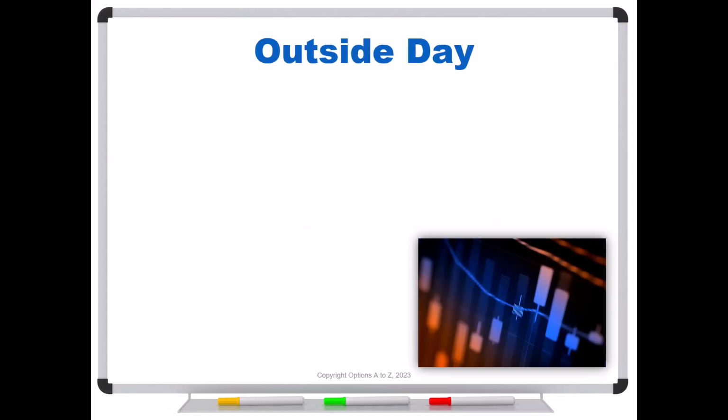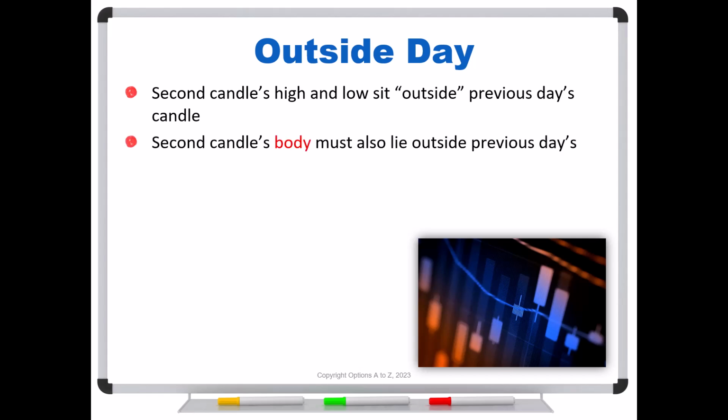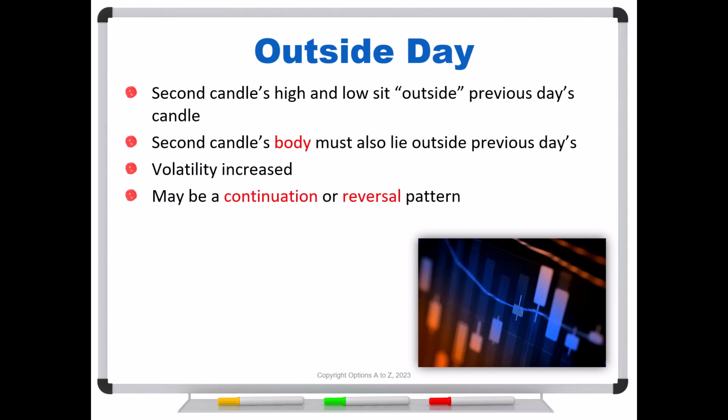What's an outside day? Well, you probably figured it out. It's just the opposite. It means that the second candle's high and low will sit outside of the previous day's candle. Now, the trick here is to understand that the high and low must sit outside of the previous day's candle. However, we need the second candle's body to also lie outside the previous day's body. And what this shows is that volatility has increased. And of course, just like before, it might be the sign of a continuation pattern, but it could also be the sign of a reversal.